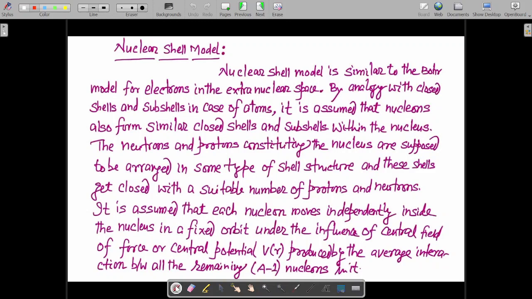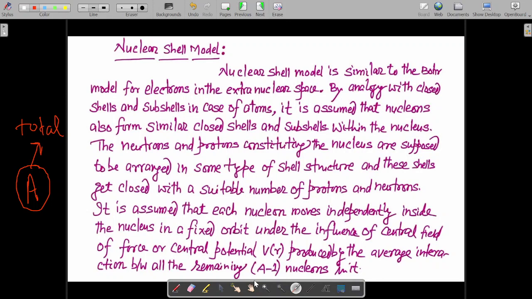Now you must know that A represents the atomic mass number. What does atomic mass number mean? It means the total number of nucleons inside the nucleus. So A is the total number of nucleons inside the nucleus. Now, this is just an assumption; it is not true actually, it is just an approximation.